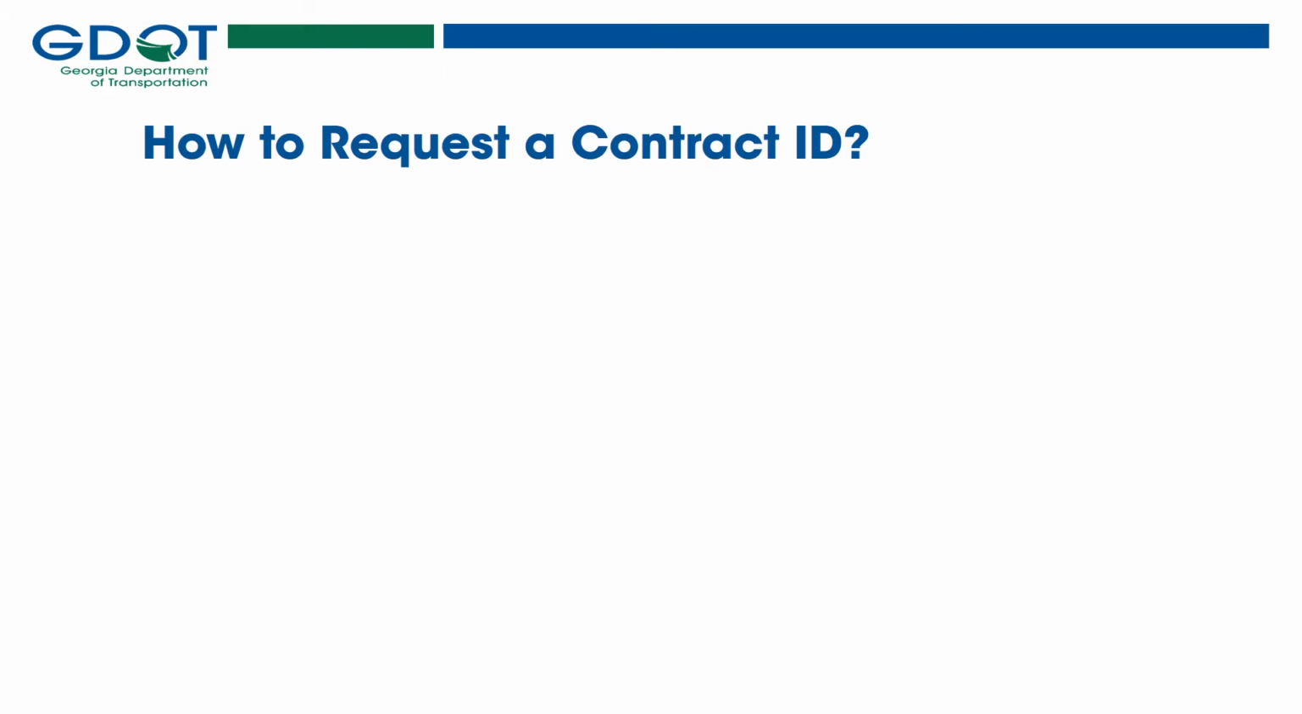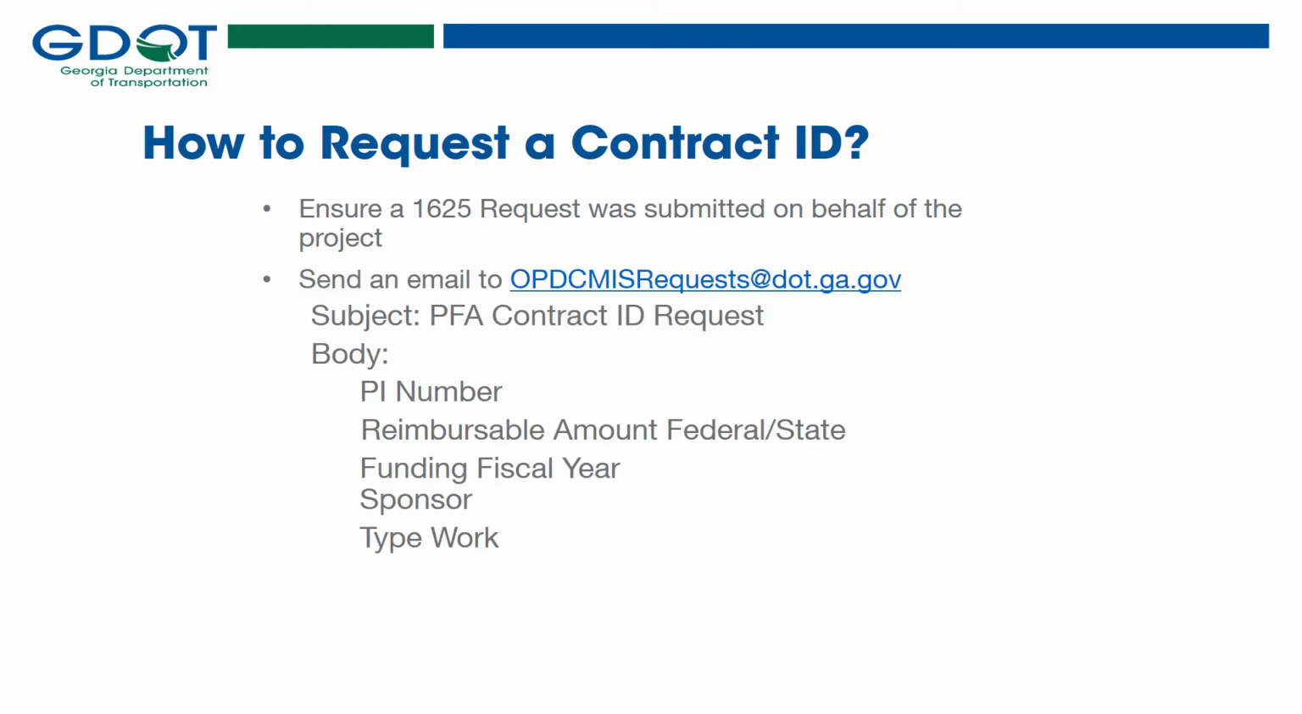How to request a contract ID. First, the GDOT PM should ensure a 1625 request was submitted on behalf of the project. The 1625 authorizes the funds that were allocated to a specific project. Once the 1625 request is submitted, the GDOT PM should send an email to the OPD request inbox requesting a contract ID for their PFA contract.